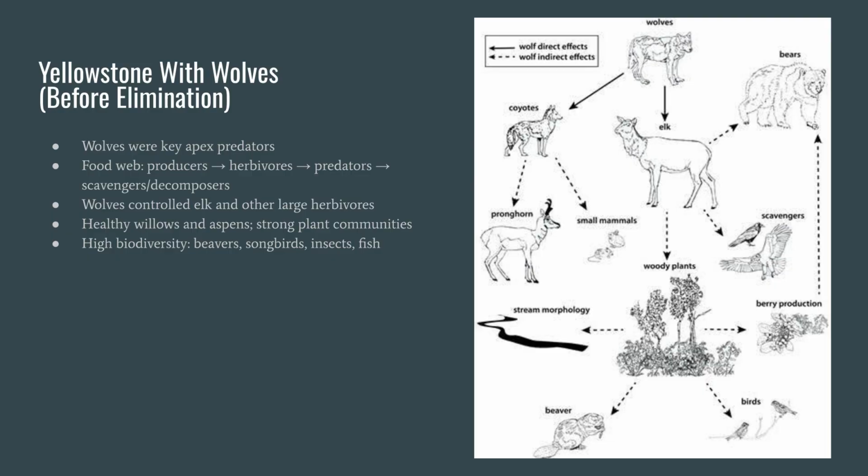Wolves played a crucial role in controlling elk and other large herbivore populations. Because elk numbers were limited, they couldn't overgraze sensitive areas, especially riverbanks with young willows and aspens. With plant communities in better shape, there was more habitat for many other species. Beavers had enough willow to eat and to use for building dams. Their ponds created great habitats for fish, amphibians, and aquatic insects. Songbirds could nest in the trees and shrubs. Overall, with wolves present, Yellowstone's ecosystem was more balanced, and biodiversity was higher.